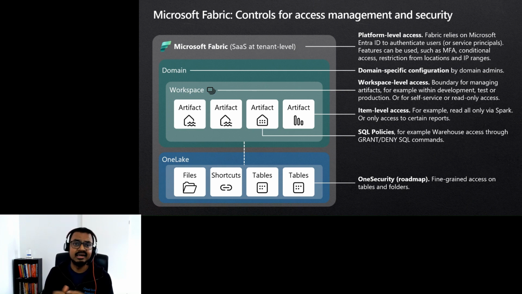Last but not the least, we have the workspace viewer. And the workspace viewer, as the name suggests, is about viewing the content. So it's not about changing, it's only about viewing stuff. So these are the four primary roles which you have on a workspace.